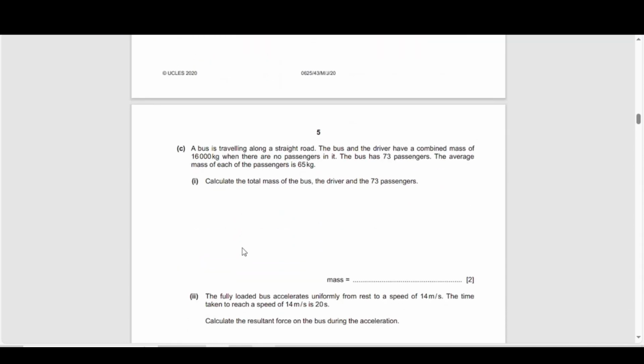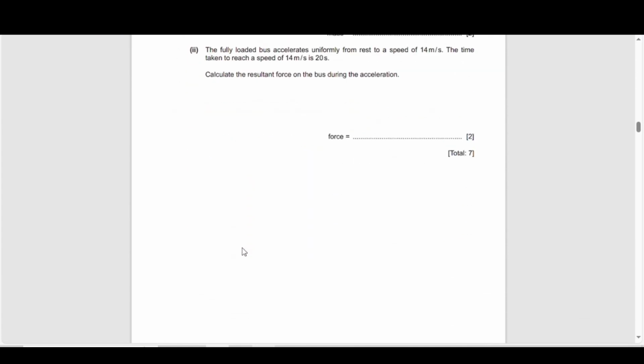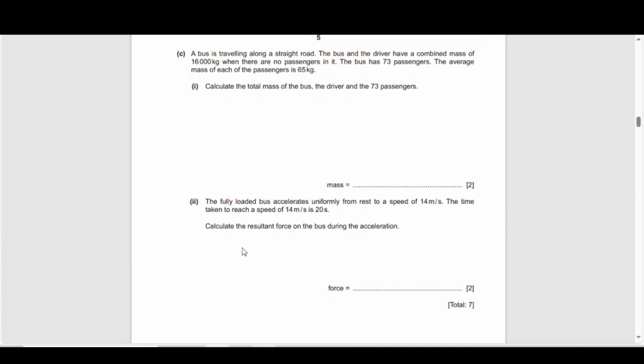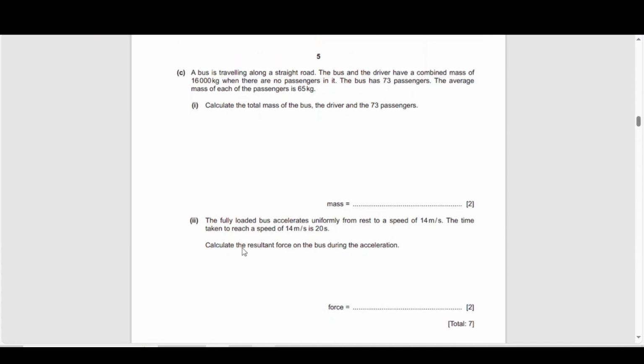And this, to be honest, is one of the few questions I've seen on center of mass. There's a couple more sections to this question, but again, these sections are dealing with some kinematics and forces.